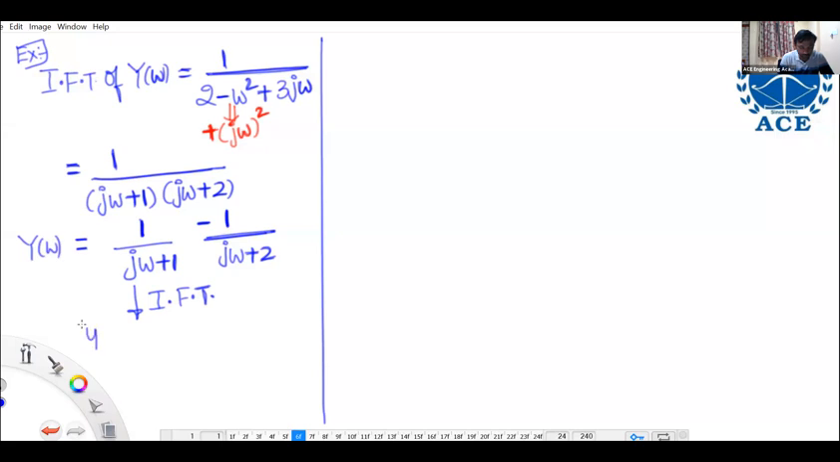So what is the inverse for a? E power minus t u(t) minus e power minus 2t u(t). Nothing is there. Writing this minus omega square as j omega whole square means you got the answer. Good. Most of you answered.